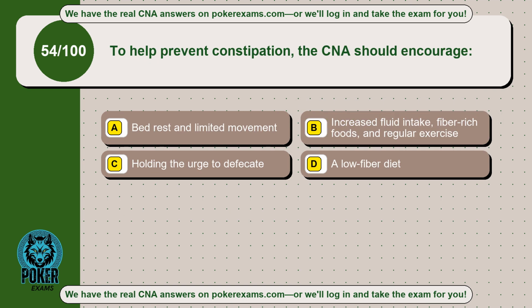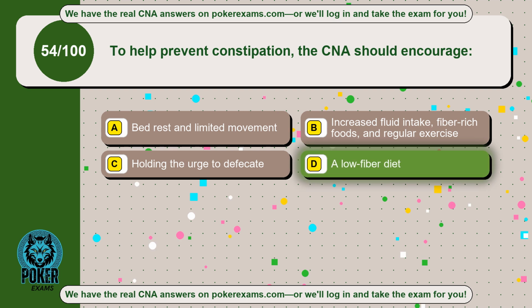Question 54. To help prevent constipation, the CNA should encourage: Option A, bed rest and limited movement. Option B, increased fluid intake, fiber-rich foods, and regular exercise. Option C, holding the urge to defecate. Option D, a low-fiber diet. The correct answer is option D, a low-fiber diet.